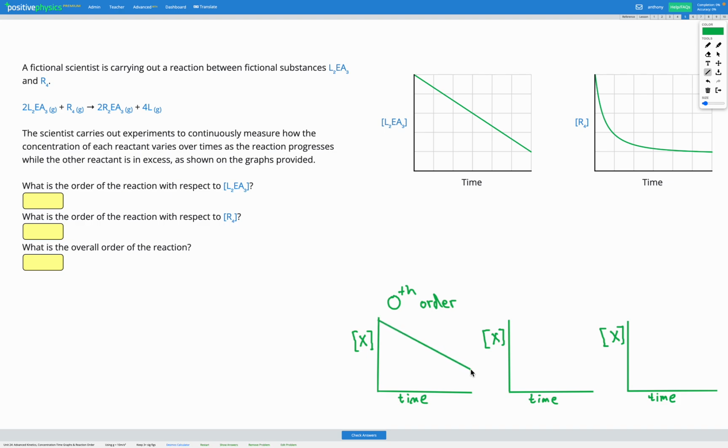And since my reactant is getting used up, it's sloping downwards. So this is showing a constant reaction rate since my change in concentration over time, in other words, the slope, is constant. And that's showing that even though my concentration is decreasing, my rate, in other words, my slope, is staying the same. So this is a 0th order reaction. What about for a 1st order reaction?